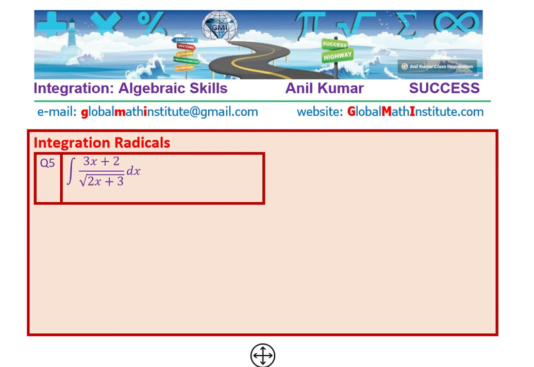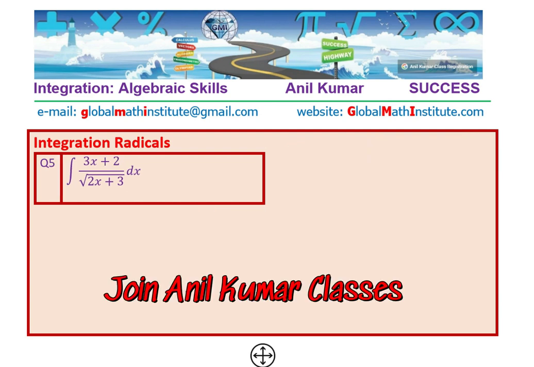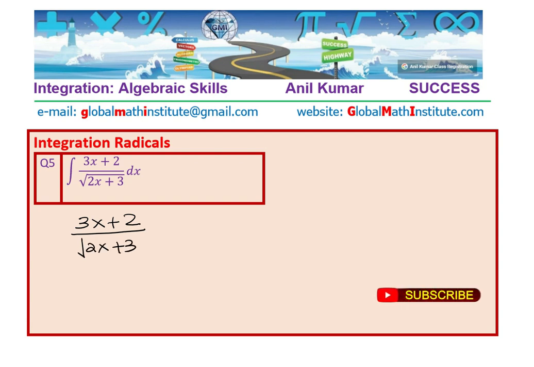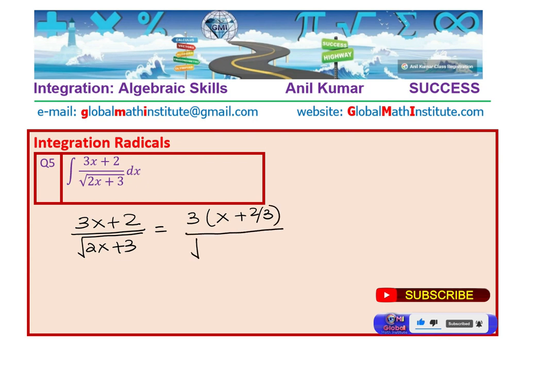the technique, right? So this time we have the integral of 3x plus 2 over square root of 2x plus 3. Right? So let's do it again. So we have 3x plus 2, right? We are dividing it by 2x plus 3. So applying the strategy learned earlier, 3 common, x plus 2 over 3, right? Over square root of 2x plus 3.